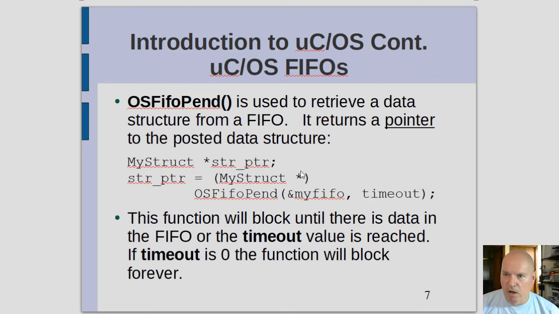To get an element off the FIFO, use OSFifoPend. It takes two arguments: a pointer to the FIFO data structure, and a timeout. Again, if the timeout is 0, we wait forever. This returns a pointer to that data structure, so we cast that to the appropriate type so that you can use it. Again, I don't get a copy of the data structure, I get a pointer to the original data structure. So I have to be a little careful about using it.